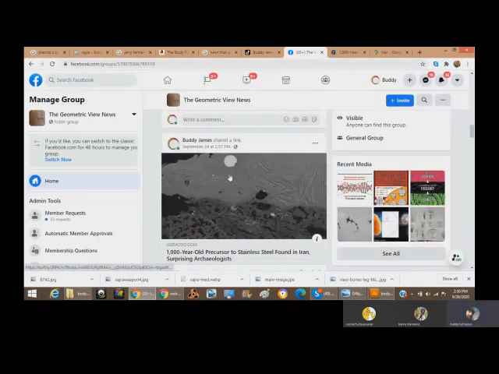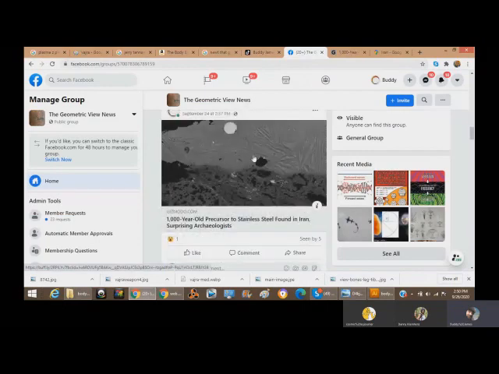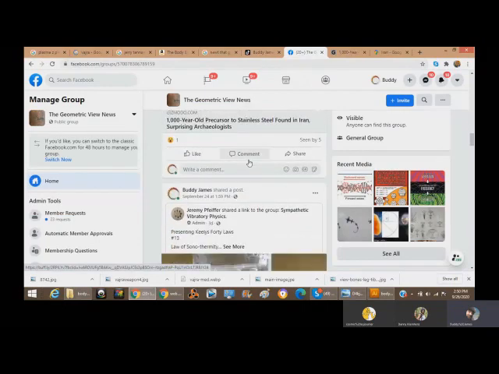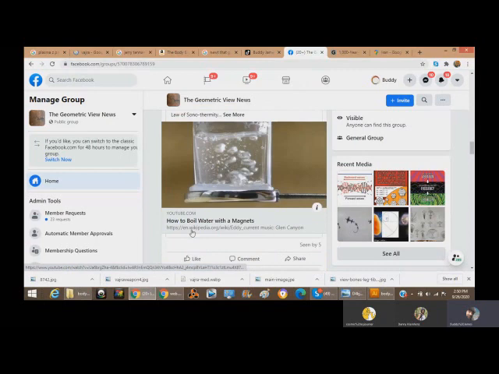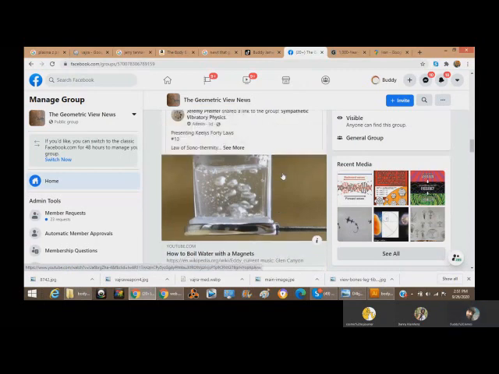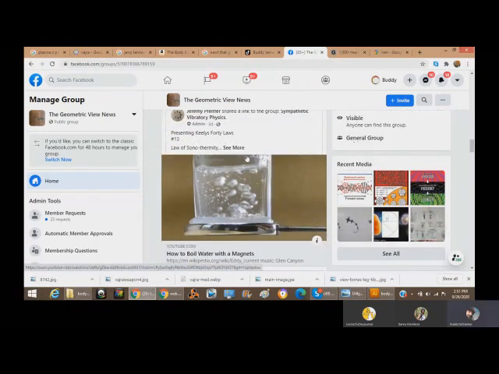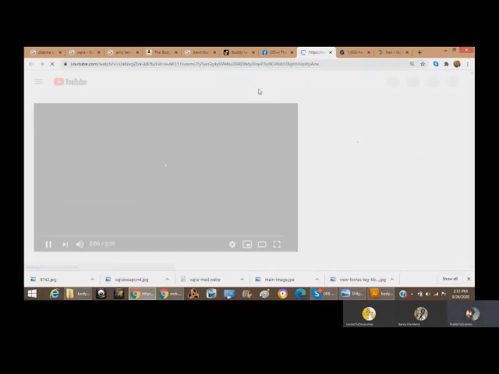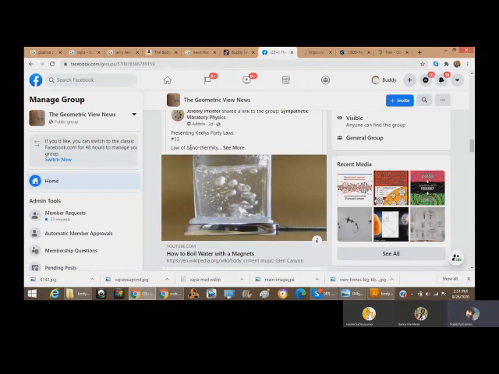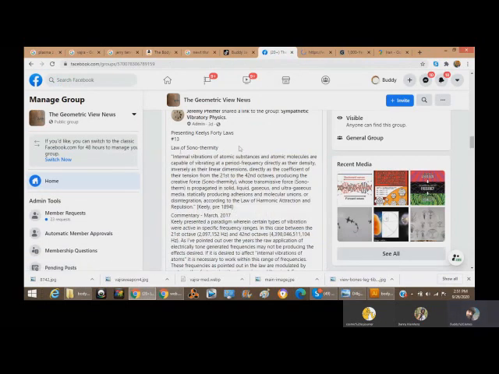So I didn't think this was going to be that good, but this article, I didn't even want to click on it, but now I'm really excited. How to boil water with magnets. This looks super cool. Oh, Jeremy Pfeiffer. Sympathetic vibratory physics. Sonothermity? Yeah. That's what's up.